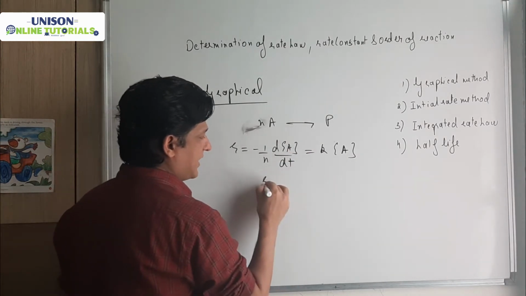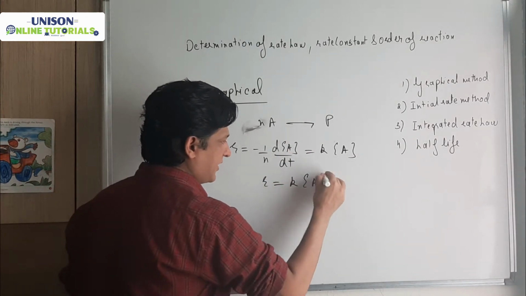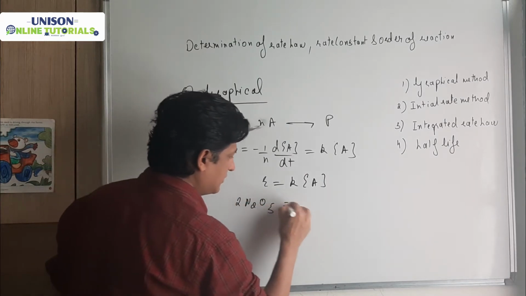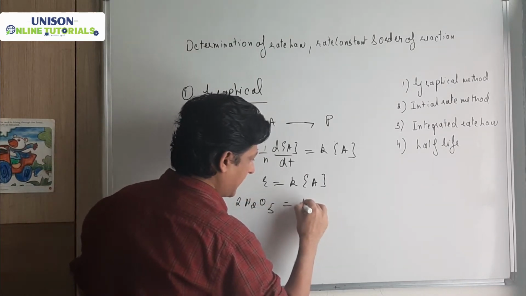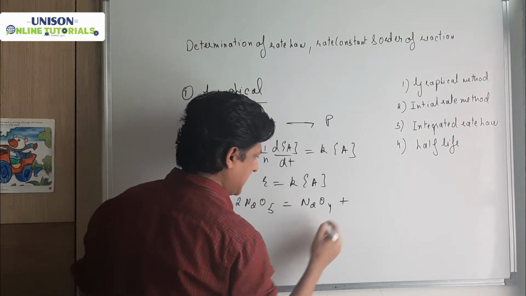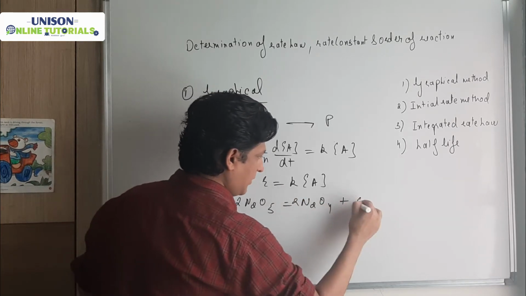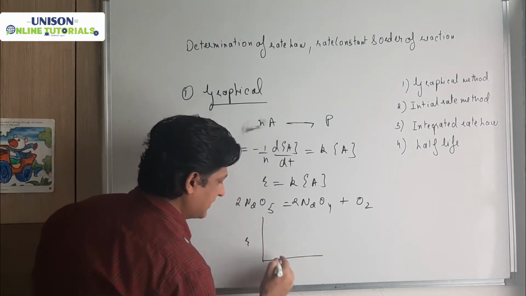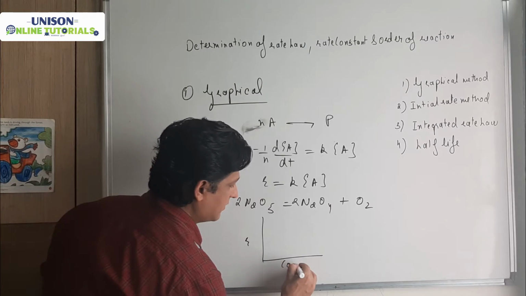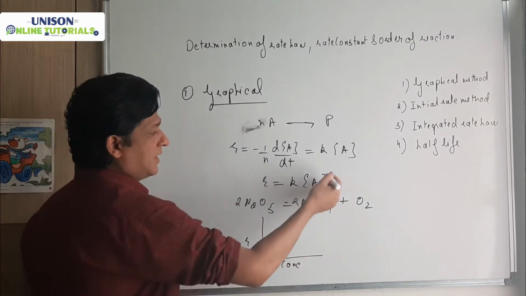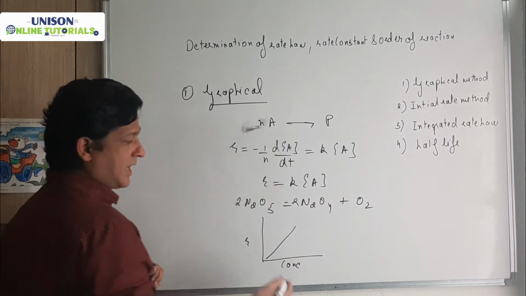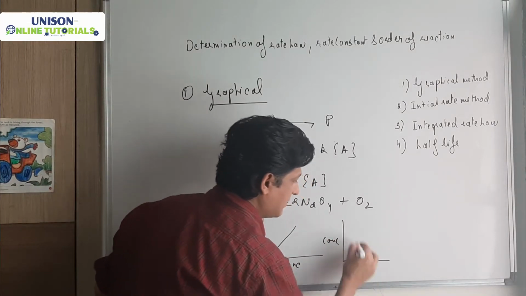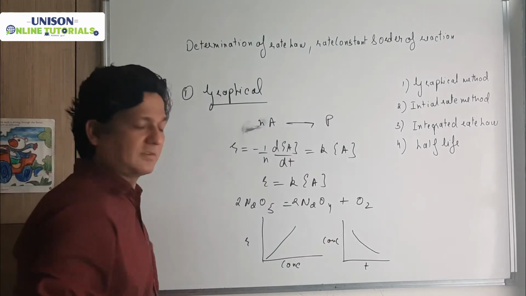Now from here the rate is proportional to the concentration of A. So if we have a reaction 2N2O5 gives rise to N2O4 plus O2. Clear? So here if we plot rate versus concentration, it will be linear because it is first order. Clear? And if we have the concentration versus time, then it will be this kind of curve.